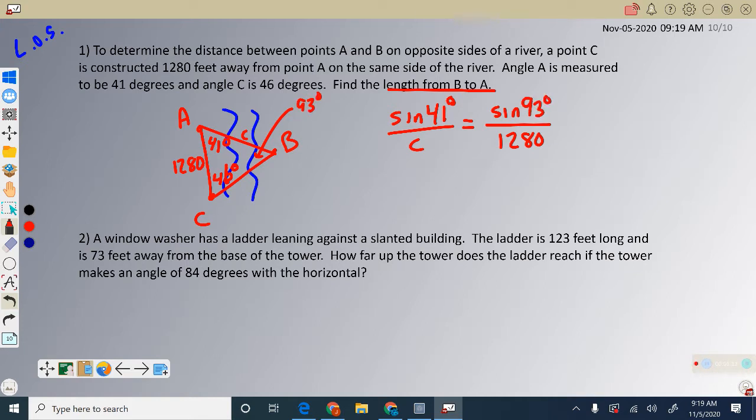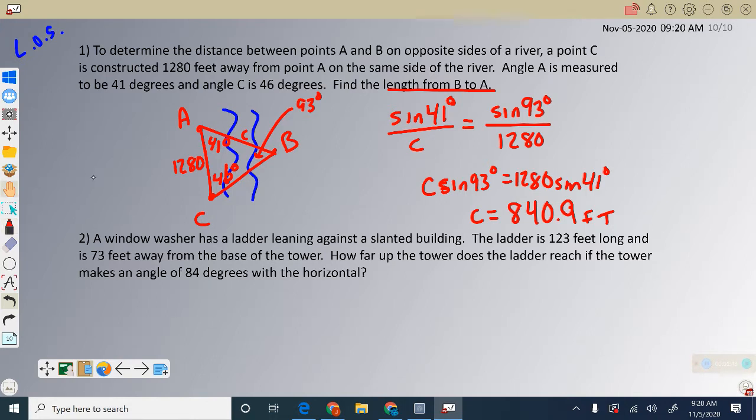So again, make sure you're in your proper mode. So we'd have C times sine of 93 degrees is going to equal 1280 times sine of 41 degrees. Divide both sides by sine of 93, and we'll get our answer for C. So 1280 times sine 41 divided by sine of 93 to get your answer of 840, and we'll just go one decimal spot right now, 840.9, and our unit here would be in feet. Okay, there's that problem.